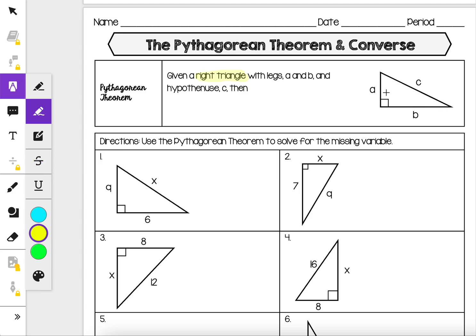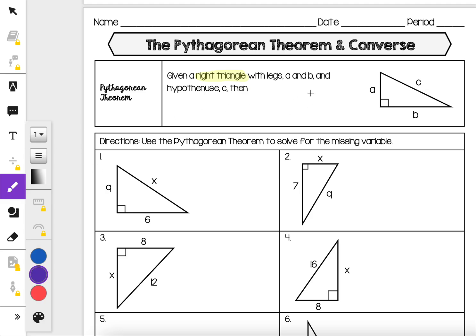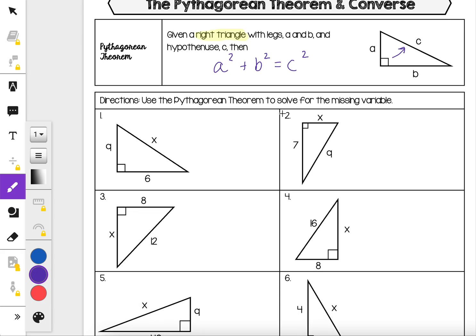The two legs we are going to call A and B, and the hypotenuse, which is the longest side of a right triangle, is labeled C. So your hypotenuse is always going to be across from your right angle. So the Pythagorean theorem tells us that in a right triangle, a squared plus b squared is going to equal c squared.